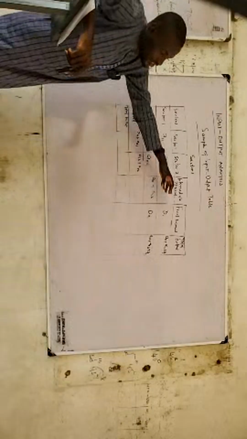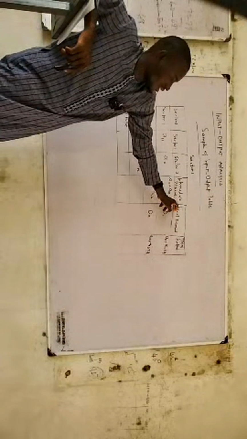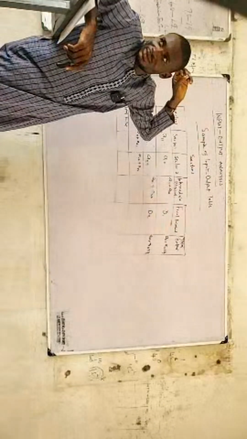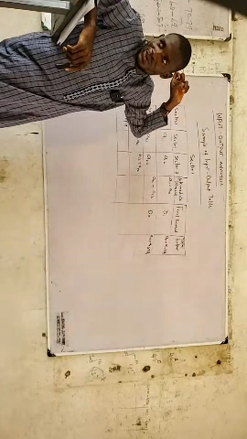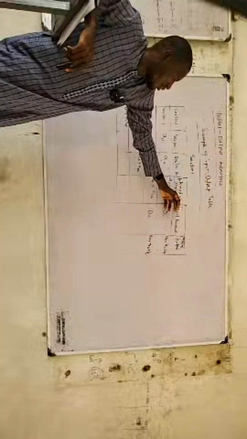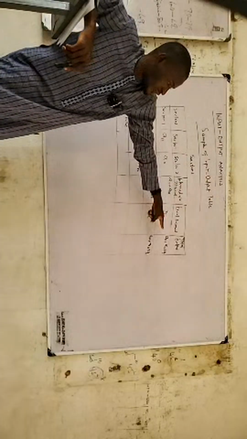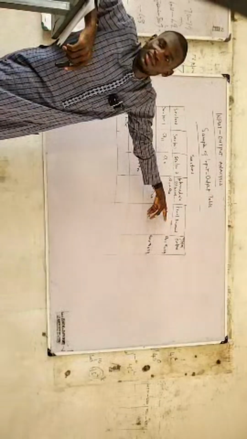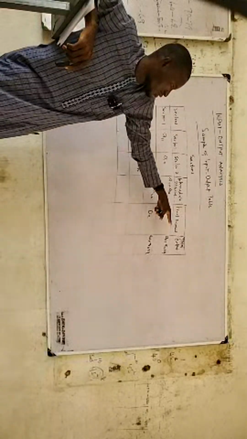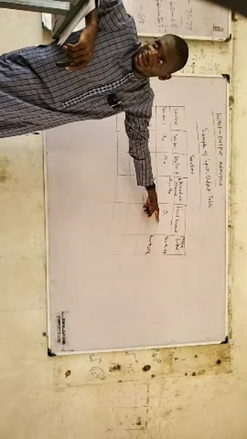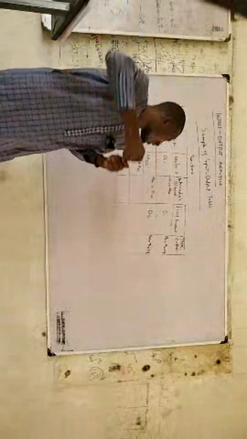Now, if you don't have final demand, it means that you have total output. The expression only comes like that. If you don't have final demand, it means that you have total output. And if you have final demand, it means that you are supposed to look for total output. Yes, it's addition and subtraction.